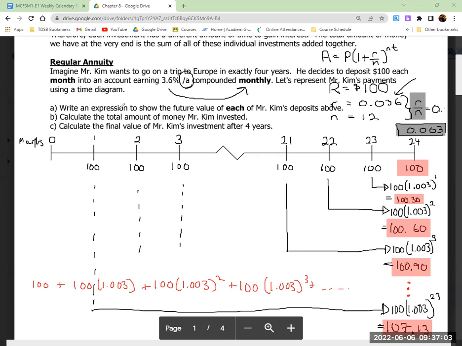Ready? Write an expression to show the future value of each of Mr. Kim's deposits above. Calculate the total amount. So I'll ask you again. I need to find the total amount of all these red boxes. Do you want to add them manually? No. Let's use the equation. I'm going to do B and C in the next page. So leave this drawing as is. Go on to the next page.